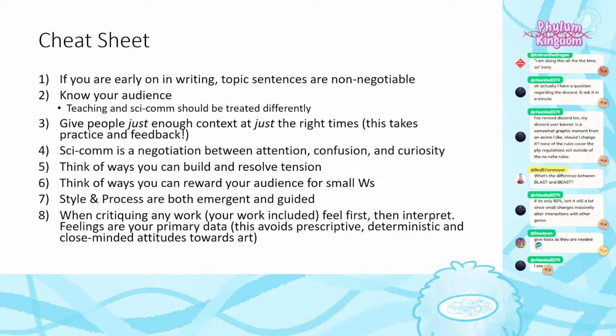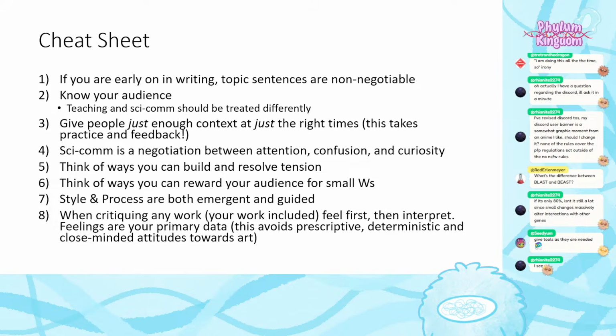Pick a subject and pick an audience. 3, give people just enough context at just the right times. This takes practice and feedback. You might not have given people enough tools. You might have given them too many tools. Ask for that level of feedback so that you can just give the tools as they are needed. So 4, science is a negotiation between attention, confusion, and curiosity, right? This is the fun of it. You are constantly in negotiation with your audience when you are writing, and you have to think of attention as a resource that you are asking for.